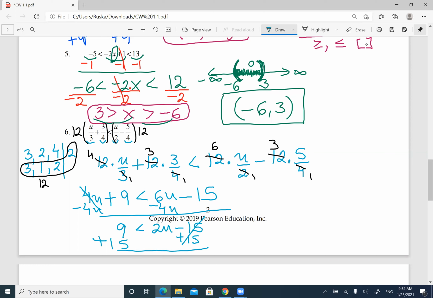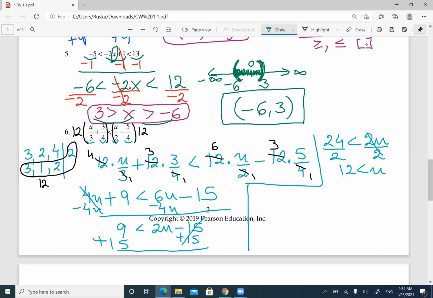And I'm going to continue on this side over here. So I have 9 plus 15 is 24, less than 2u. And you're going to divide by 2, positive 2. So if it's positive, you're going to keep the direction: u is greater than 12.